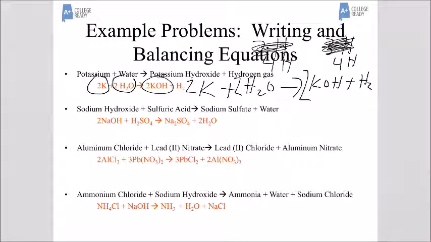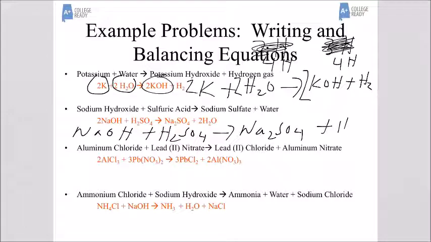Here's another equation. Sodium hydroxide plus sulfuric acid yields sodium sulfate plus water. And if you start counting things, to begin with, there are 2 sodiums on the right and only 1 on the left. So we put a 2 there to balance that out.